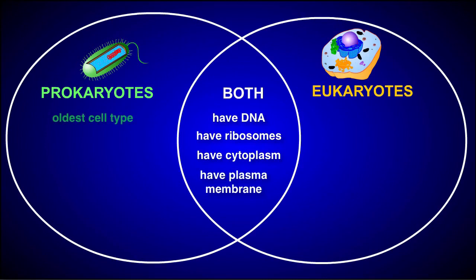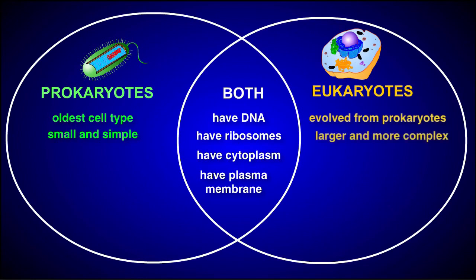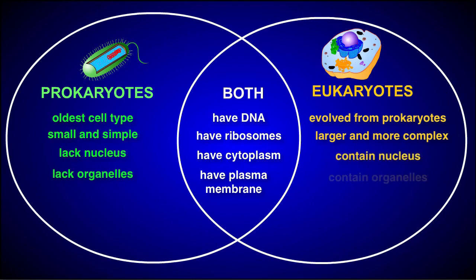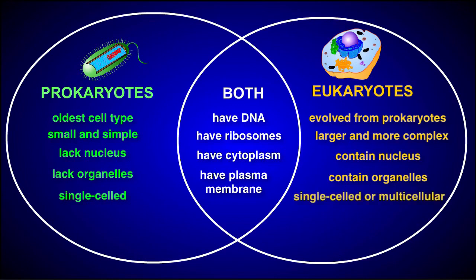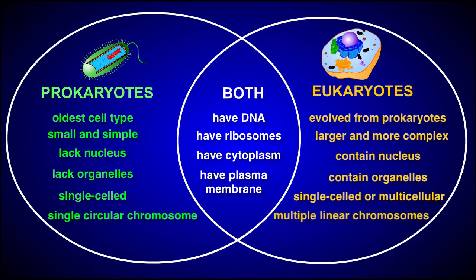Prokaryotic cells are the oldest type of cell. They're small and relatively simple. Eukaryotic cells evolved from prokaryotic cells later. They're larger and much more complex internally. Prokaryotes lack both a nucleus and membrane-bound organelles. Eukaryotic cells have a nucleus and also contain organelles. Prokaryotes are single-celled organisms. Eukaryotes can be either single-celled or multicellular. And finally, the DNA of a prokaryote is usually organized as a single circular chromosome, while the DNA of a eukaryote is organized as linear chromosomes.